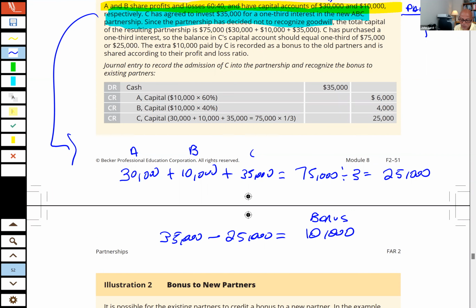But sometimes they want to go a little further and ask you, what would be the amount of the bonus that would go to, say, partner A? Well, you can see up here, since partner A gets 60% of profits and losses, and partner B gets 40%, then partner A gets 6,000 of that, and partner B gets 4,000 of that $10,000 bonus, right? Or the question could pick one of the partners. Let's say they said, what will be in partner A's equity account after the admission of the new partner using the bonus method, or not using goodwill? With bonus, the answer would be 36,000, right?